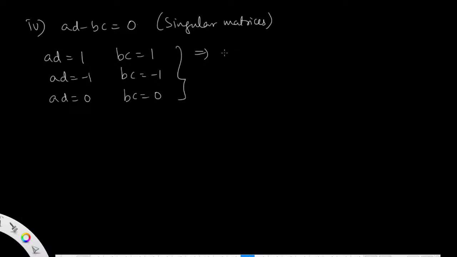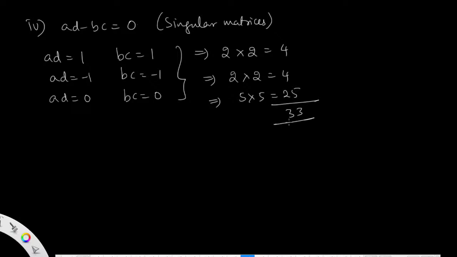First case, AD equal to 1 means how many cases? Just now we have completed, that is 2 cases. BC equal to 1 also, so 2 into 2 equal to 4. And then AD equal to minus 1, just now we completed. Minus 1 is how many cases? We got 2 cases. BC equal to minus 1 also 2 cases. And then AD equal to 0 means 0 terms is 5. BC means 5. Totally 25. Then we get as 33 ways. Total 33 ways we can get.